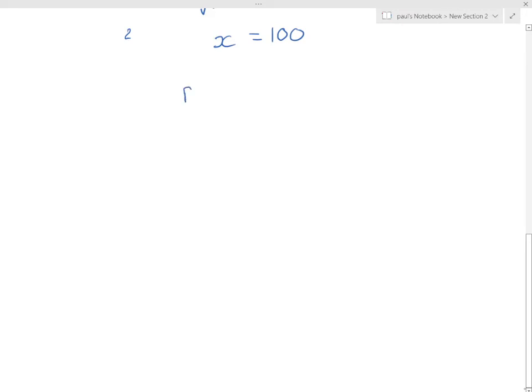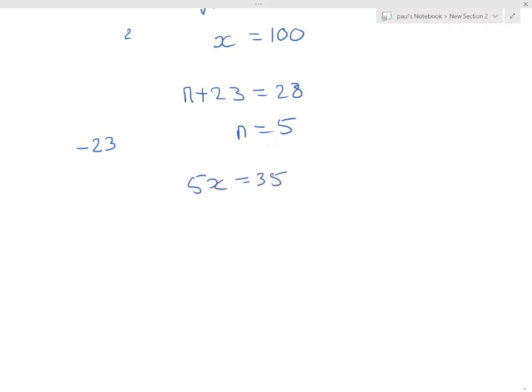Right, so n plus 23 equals 28. We need to subtract 23, so n will equal 5. 5x equals 35. We need to divide by 5 to leave x, and that will be 35 divided by 5, which is 7. x minus 7 equals 7. Add 7 to both sides. x equals 14.